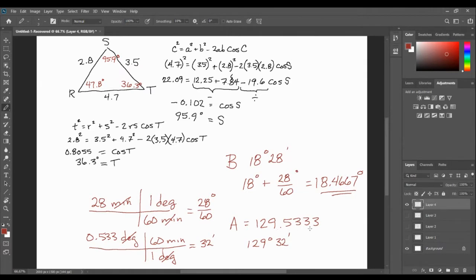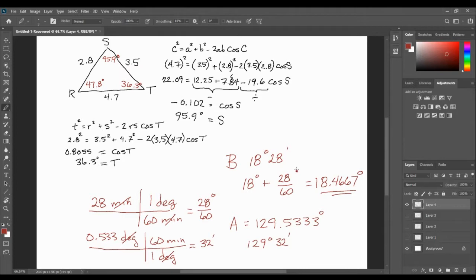If my answer is going to be in decimal degrees, like this, 129.5333 or whatever it comes out to be, I'll take the integer portion and make that the degrees, so I'd subtract the 129. I'm going to multiply this decimal portion, 0.5333, by 60, like we did over here, to give me the minutes. And now I can type this into my MATLAB.